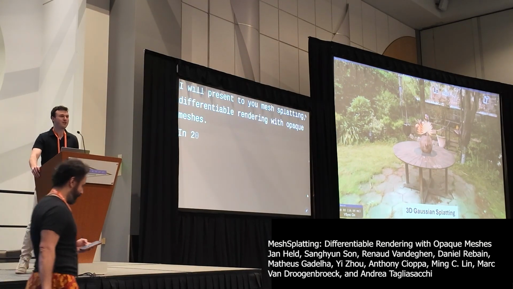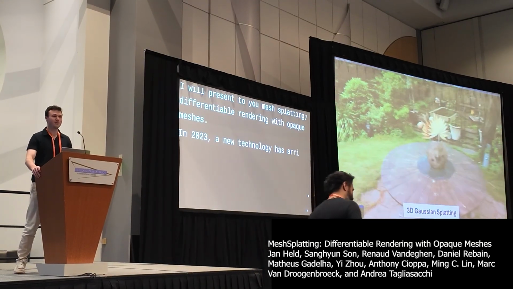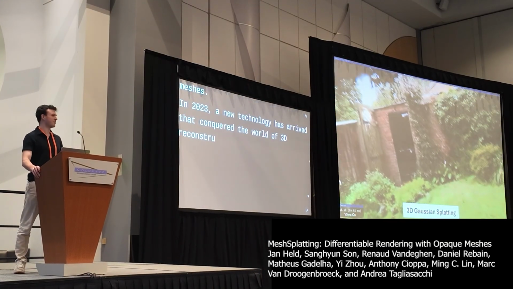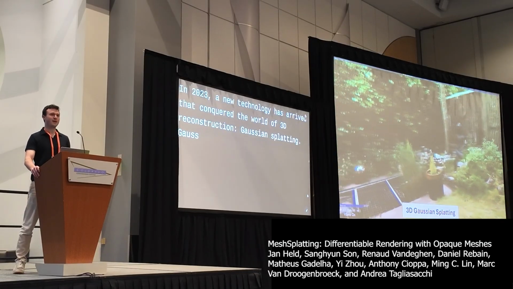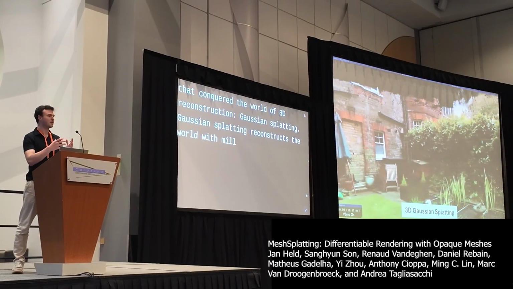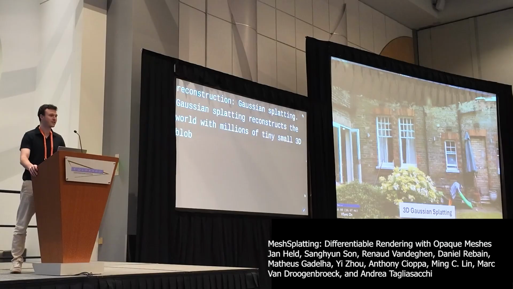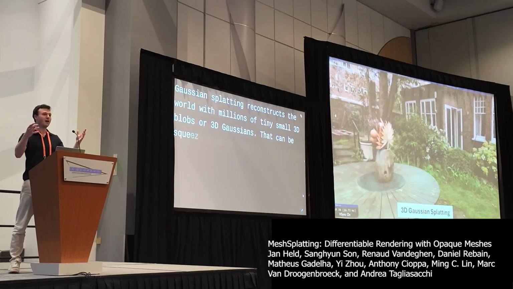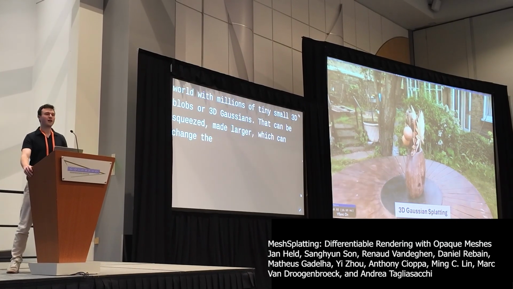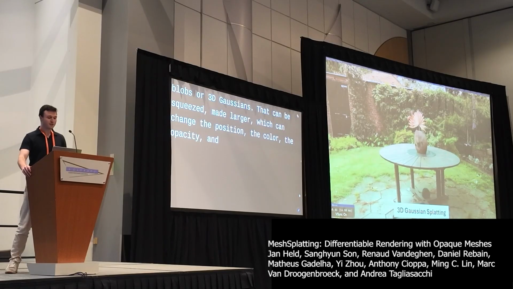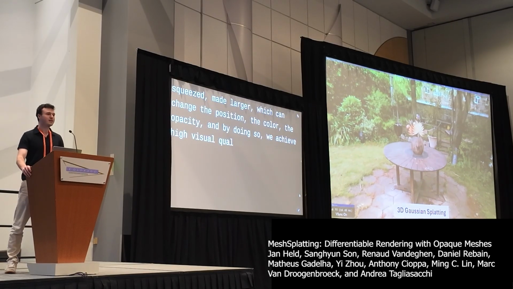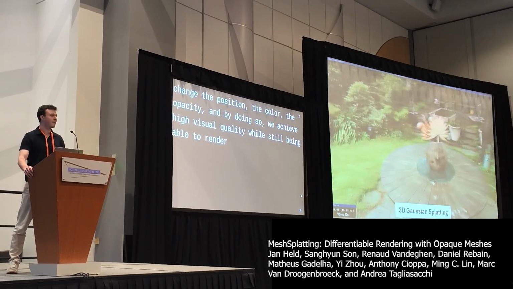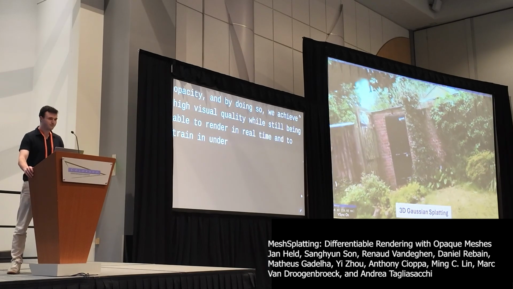In 2023, a new technology has arrived that conquered the world of 3D reconstruction: Gaussian Splatting. Gaussian Splatting reconstructs the world with millions of tiny 3D blobs, or 3D Gaussians, that can be squeezed or made larger, and which can change position, color, and opacity. By doing so, we achieve high visual quality while still being able to render in real time and to train in under 30 minutes.